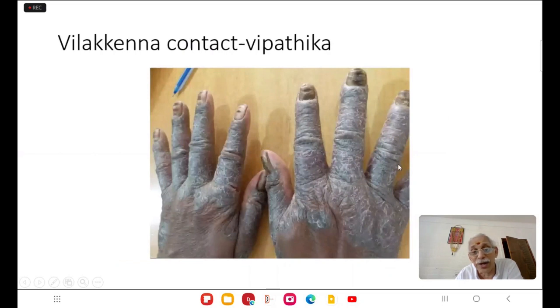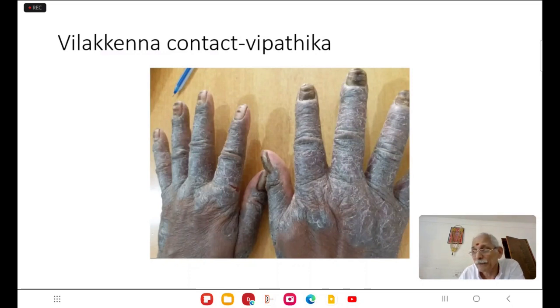And this is Velakanna contact dermatitis. I told you to look at the occupation. This is a priest working in the temple. The oil used for lighting the lamp is very much contaminated nowadays. It's not pure oil. It is prepared from waste oil and the waste of meat, especially from the fried-food shops. After preparing pakoda or other things, the waste oil is collected and everything is put in a pot.